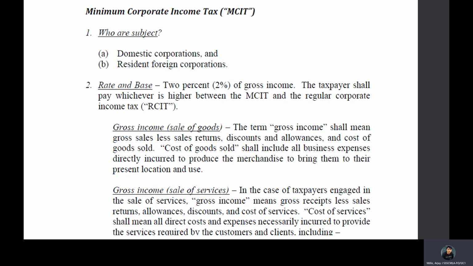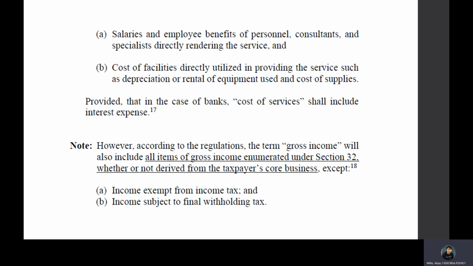For sale of services naman, gross income means gross receipts, less sales returns, allowances, discounts, and cost of service. So cost of service shall mean all direct costs and expenses necessarily incurred to provide the service required by the customers and clients, including yung salaries, mga employee benefits of personnel, consultants, and specialists na directly nagre-render ng service, and then cost of facilities directly utilized in providing the service, such as yung mga depreciation ng mga equipment or yung cost of supplies. Kapag banks naman, yung cost of service includes the interest expense.